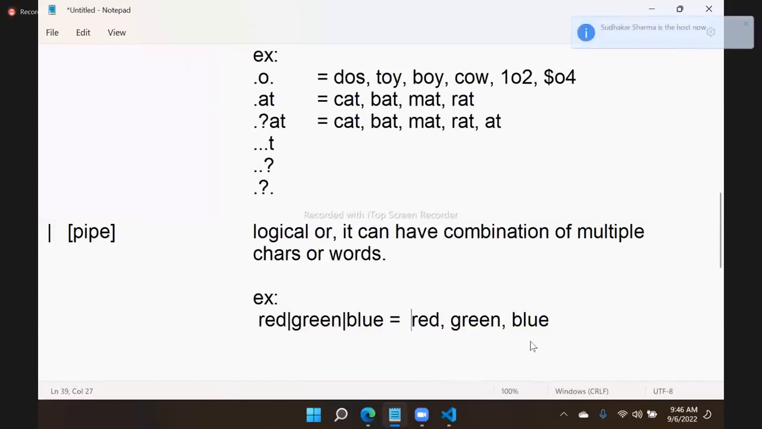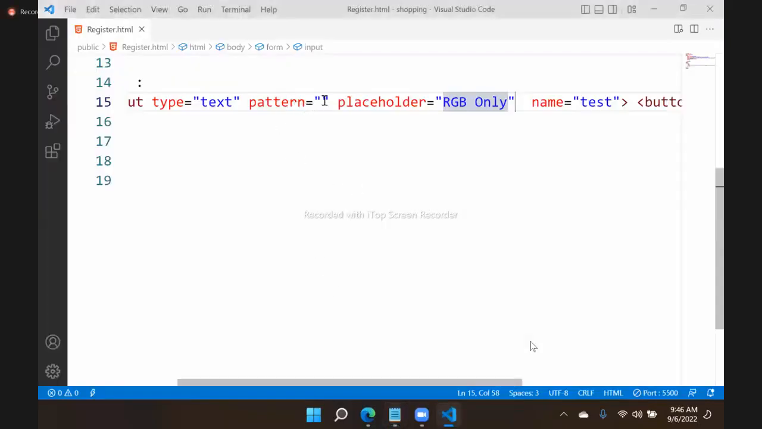That means the word red or the word green or the word blue. You have to use pipe that indicates or. Any of these three words are allowed. There is nothing common. If there is something common, then we can use meta characters. But if there is nothing common, then you have to manually write all of them. So here I need to define red, green, and blue.